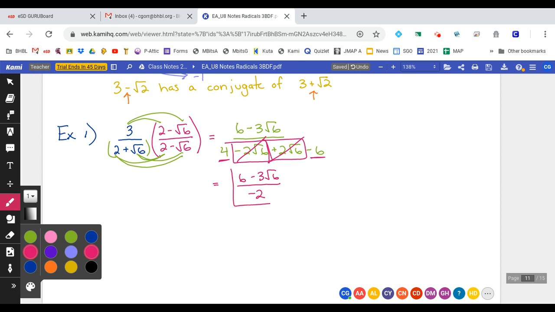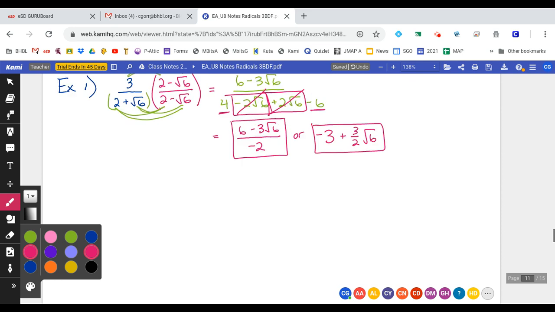And I could leave my answer like this. Or I could divide, but if I divide by 2 pieces here, I would end up with negative 3 plus 3 over 2 radical 6. That would be acceptable as well.